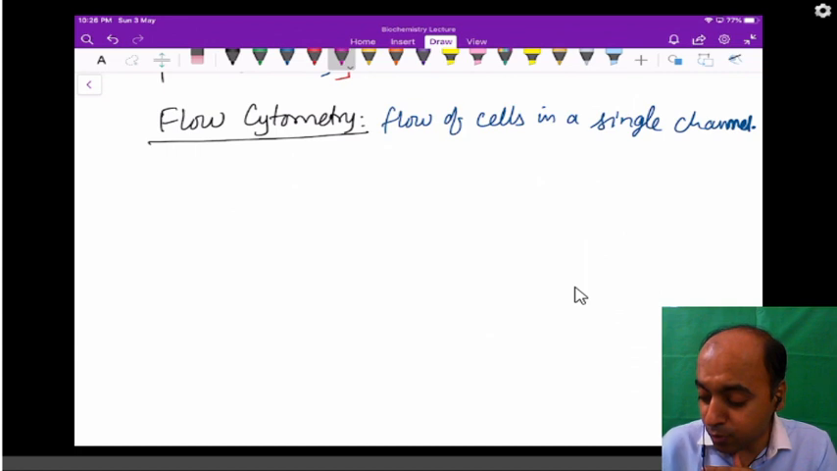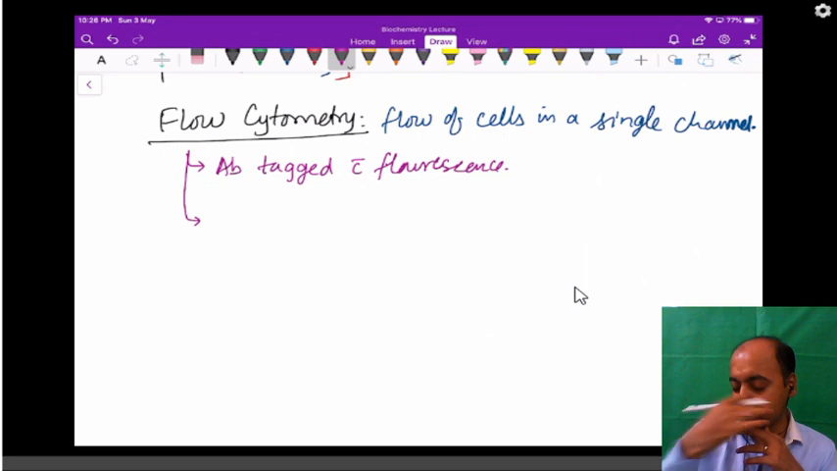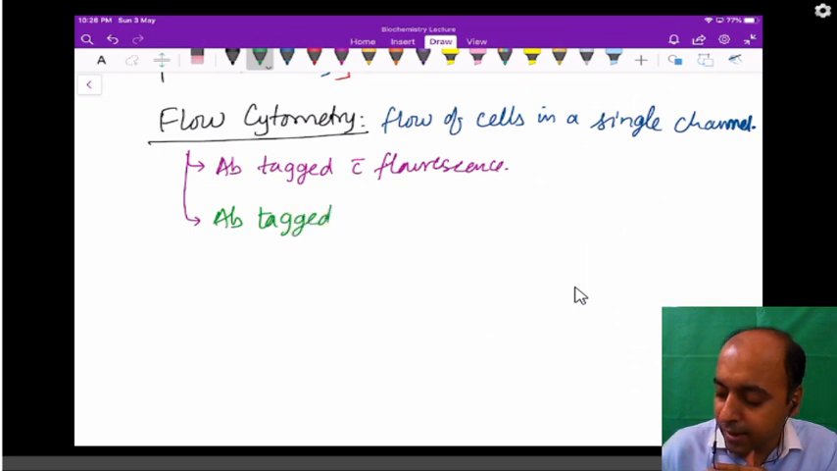The types of probes that you can use are two: antibodies tagged with fluorescence. Very commonly we use this, the antibody tagged with fluorescence. The alternative is we use antibody tagged with magnetic beads.